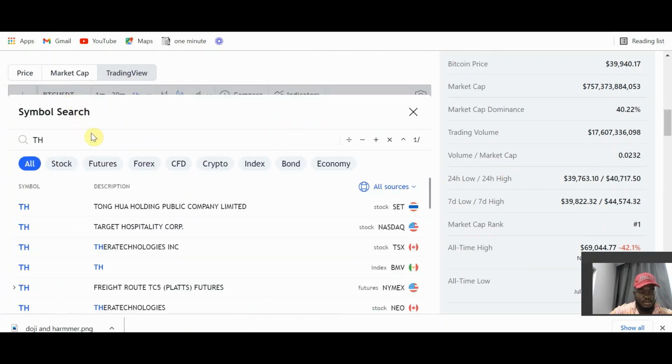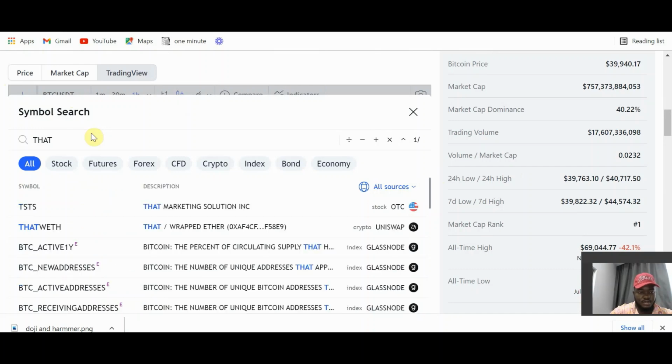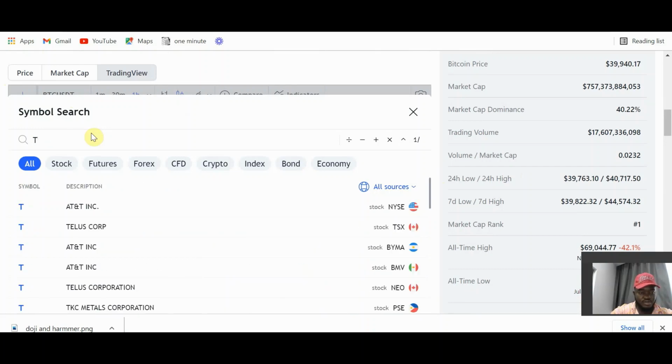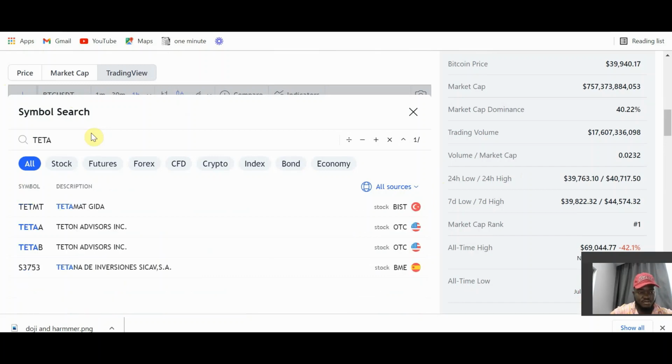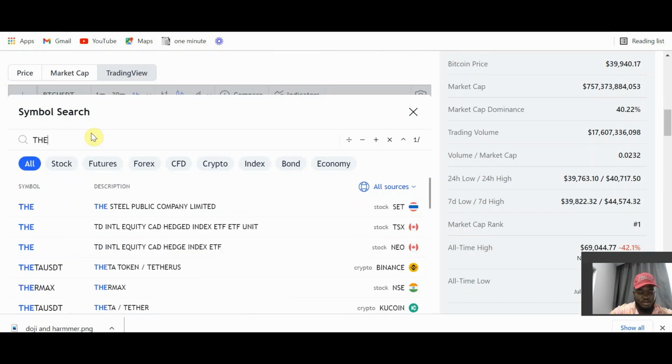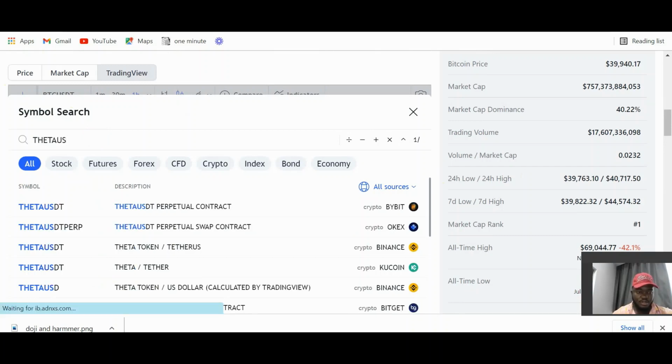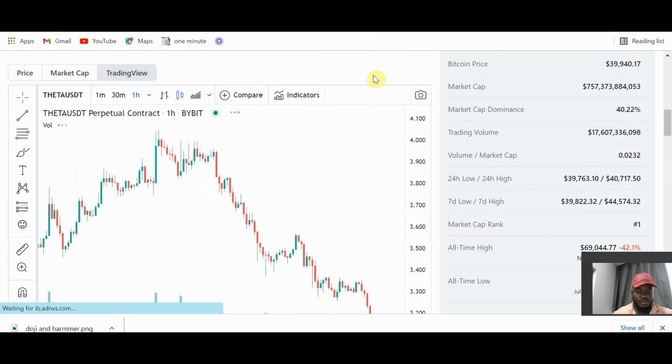Ether, Ether USDT. Okay, this is how you determine any price you want to show.